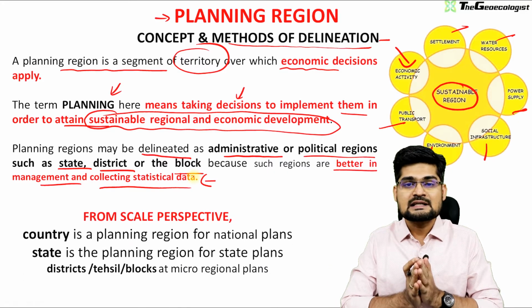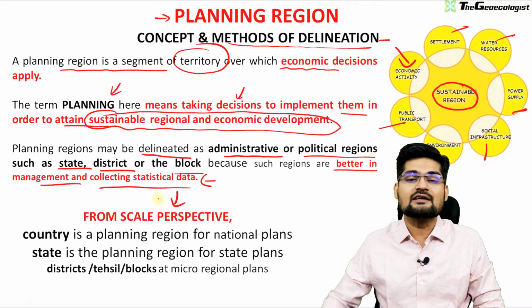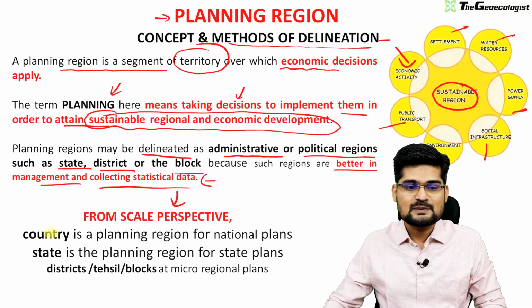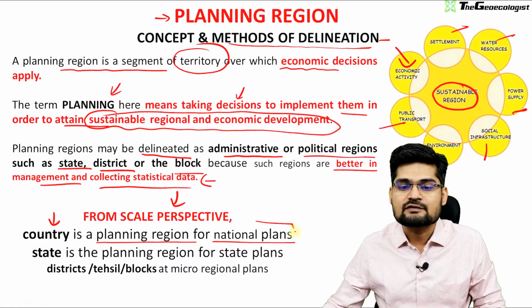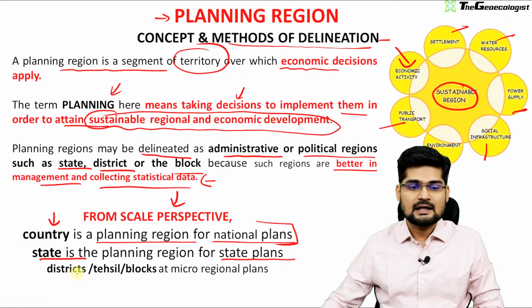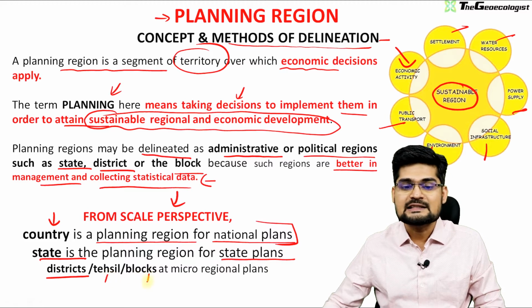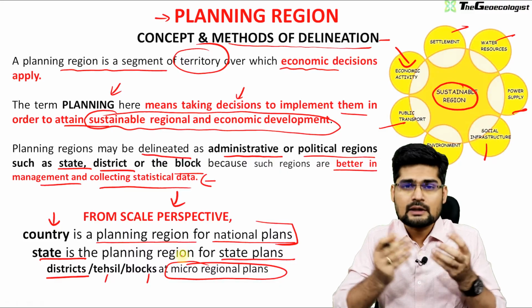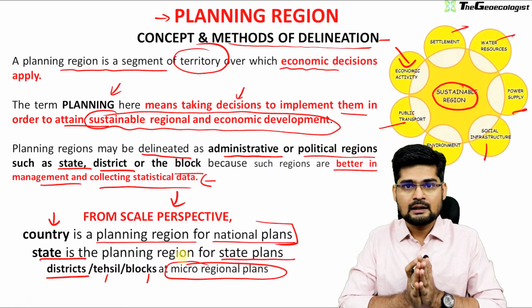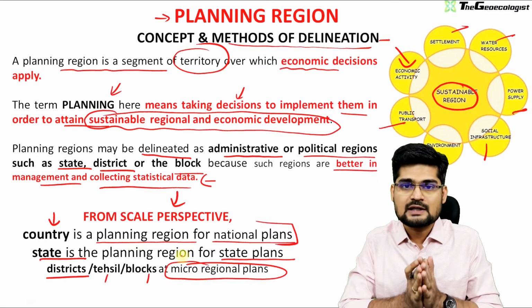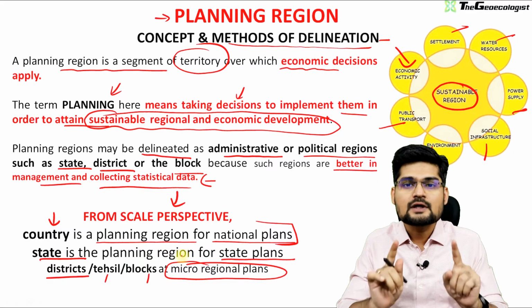Now what we observe is the concept of scale perspective, as it always comes in geography. So in scale, what do we learn in planning region? If you look into country level, it is a planning region for the whole country, for national plans. What about at state level? It is for state plans. And what about the next ones? District, tehsil, blocks are for micro regional plans. So basically it means what? Whatever our plans for development are, at what scale are we trying to implement? That is the region we are talking about. So that's why planning region is a purpose-driven region.